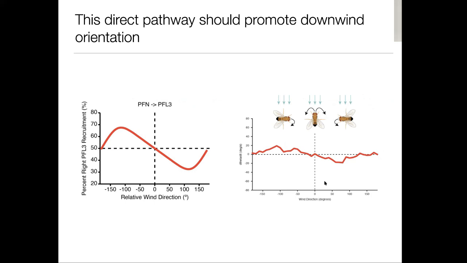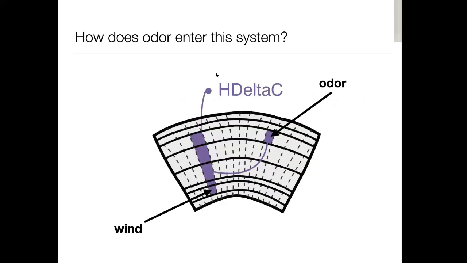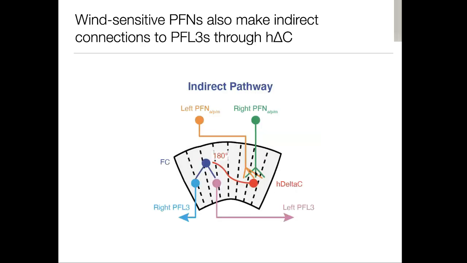So how does odor enter the system? I showed you that these H delta C neurons receive odor input at their output tufts, and moreover, they turn on during odor, right? So they're activated by odor. And these H delta C neurons project halfway across the fan-shaped body, which would correspond to a 180-degree rotation of any vector that they represent. Now, the H delta C neurons also receive input from wind-sensitive PFNs, so they should be encoding a wind direction signal.